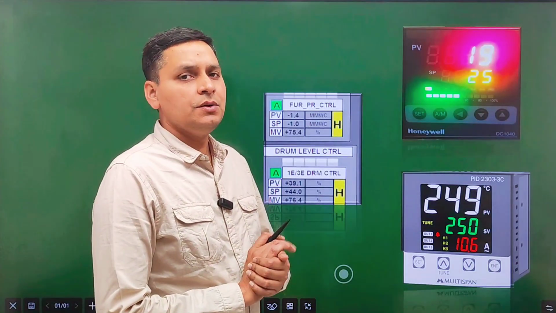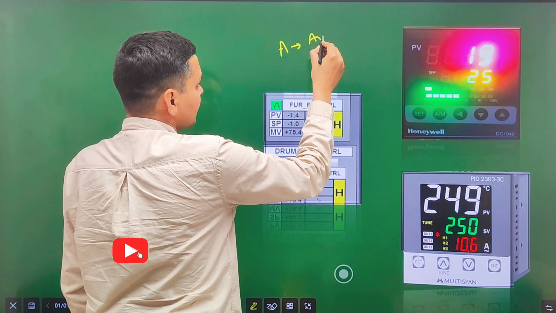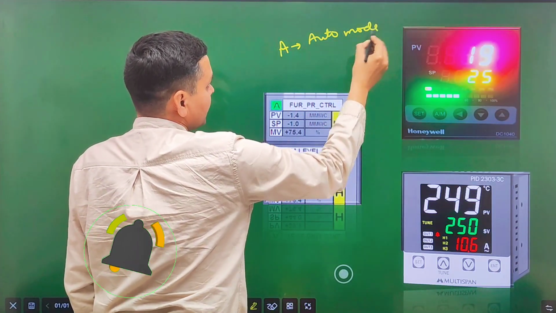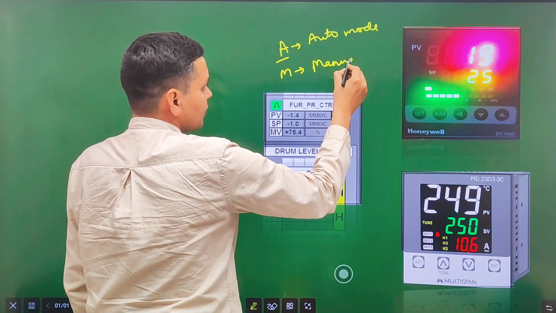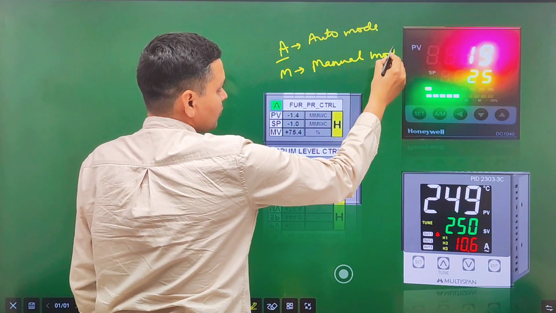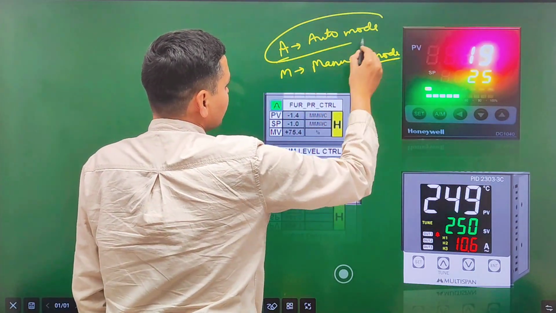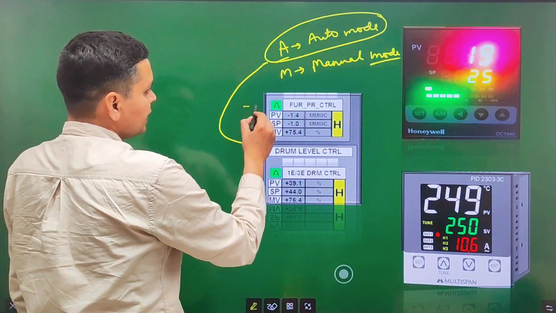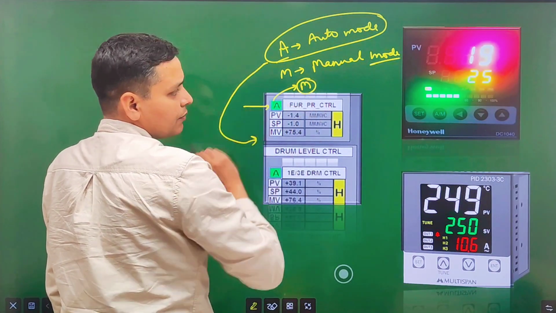PID controller works mainly in two modes. The first one is A, that means auto mode, and the other one is M, that is manual mode. In auto mode, the PID controller works totally in auto. Here you can see A is written. If it works in manual mode, then M will be written here.